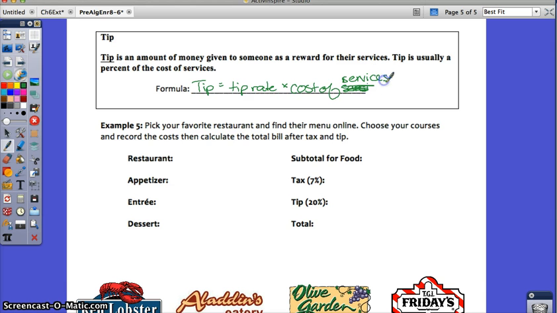For this last example, I want you to look your favorite restaurant up and find their menu and choose your courses and record the costs and then calculate the total bill after tax and tip. So once you choose your restaurant, choose an appetizer, an entree. That just means like a dinner or a sandwich or whatever you're going to eat for your meal, and then your dessert. And then you can write the total for your food, calculate 7% for tax, then calculate 20% for tip because your server did an awesome job, and tell me what your total bill will be. I put some menus to go with this activity on Blended Schools, but you can also use the internet to look up your favorite restaurant. Complete that last example for me, and then you're ready for your quick check.